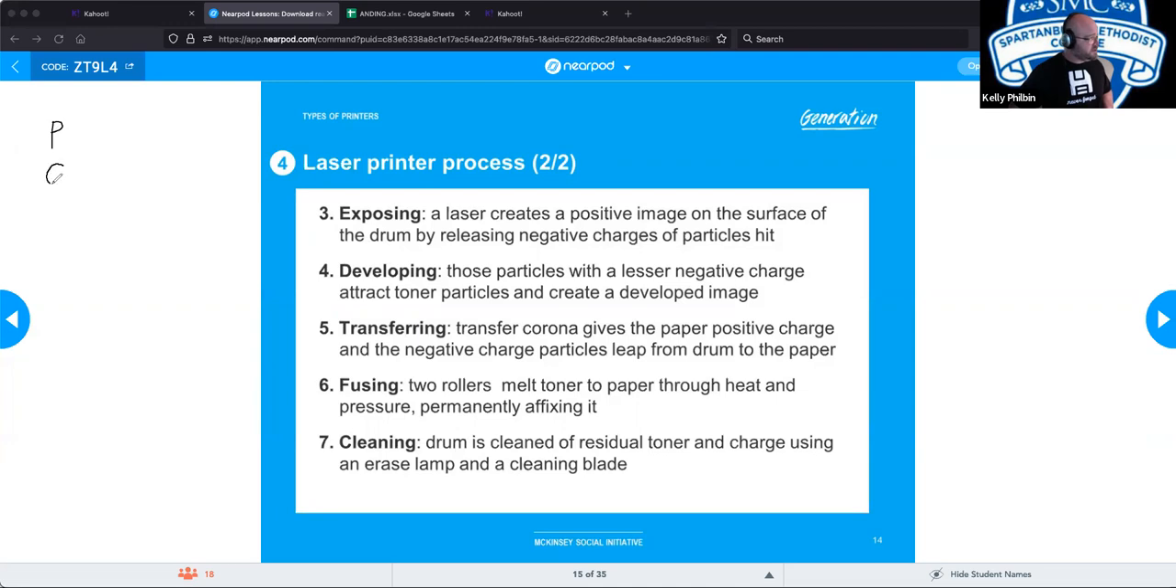So we have our seven steps. Processing, charging, exposing, developing, transferring, fusing, and cleaning. So we have two mnemonics to remember this.